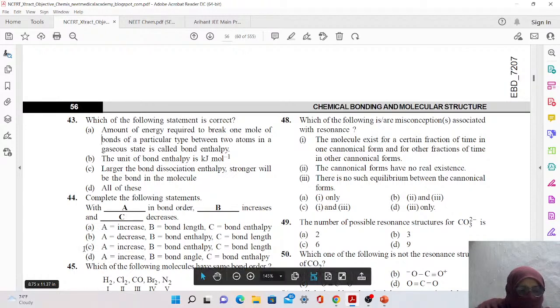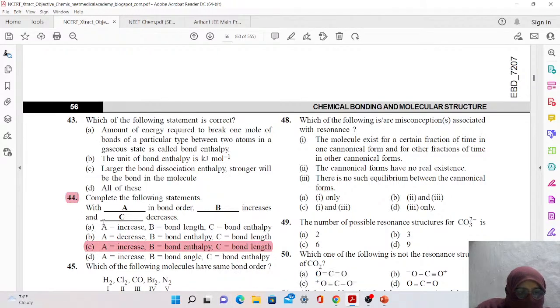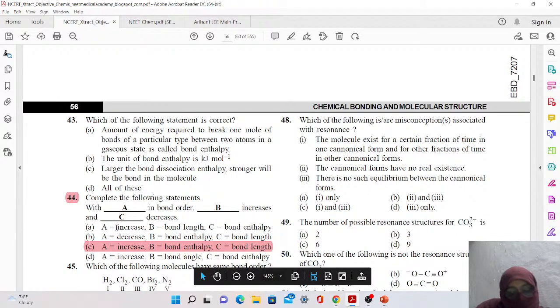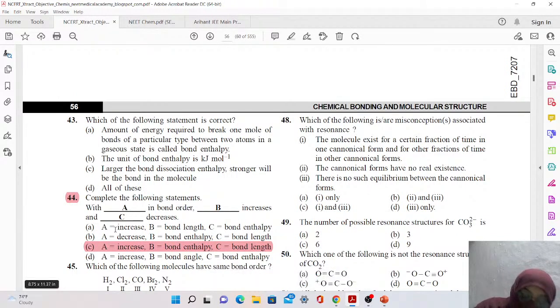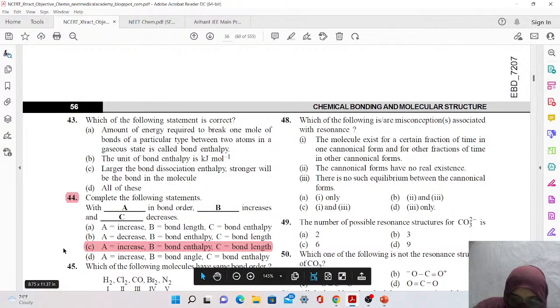So let us check with C. Isn't C the right answer? C is telling that bond order is increasing, bond enthalpy is increasing, whereas bond length decreases, right? We know that bond length is the one which decreases. That means C is the right answer for this.